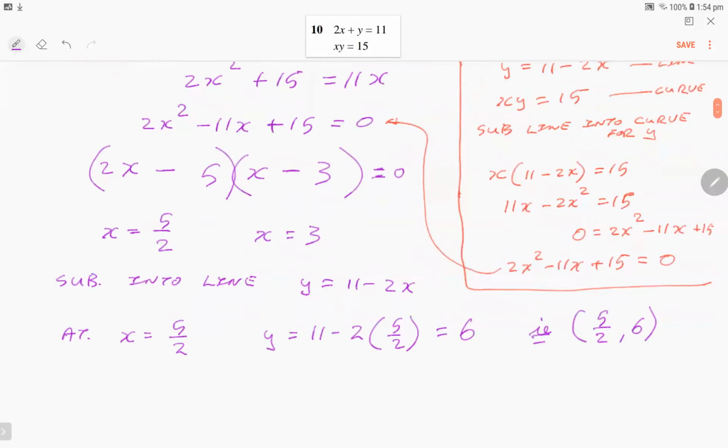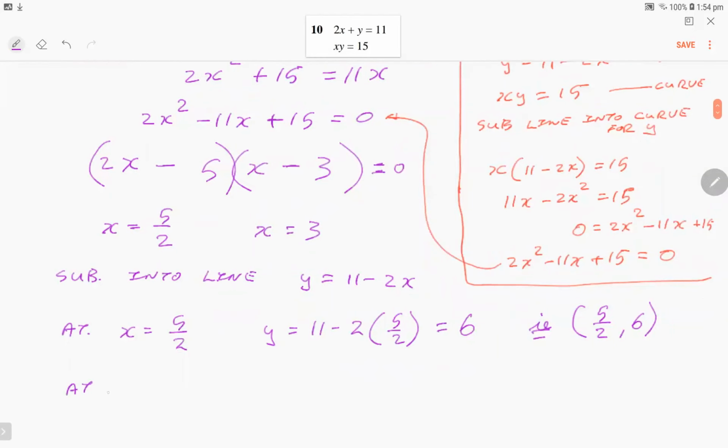And the second point is at the point where x equals 3. At the point where x equals 3, the y value in the equation again is 11 minus 2 times 3. 2 times 3 is 6. 11 minus 6 now is 5. And so you see that the other point is 3, 5.